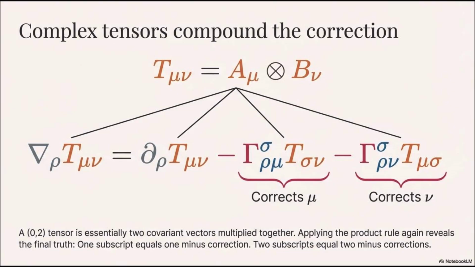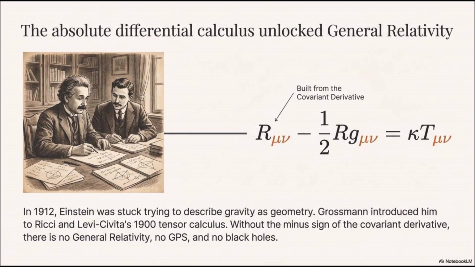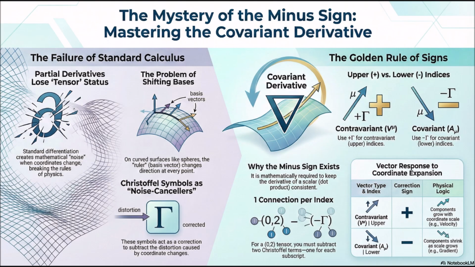The manuscript literally calls this second derivative term noise. It is mathematical garbage. It doesn't represent any physical reality. It is purely an artifact generated because our grid lines are curving. So Christoffel and Riemann were completely right. When you use standard calculus on a curved surface, you aren't just measuring the velocity of the car, you're accidentally adding in the curvature of the road, and the math becomes useless.